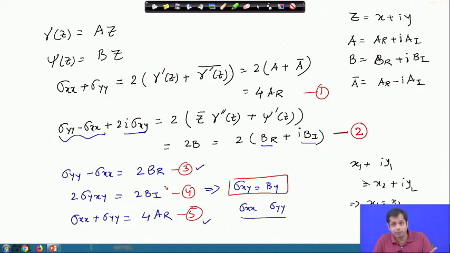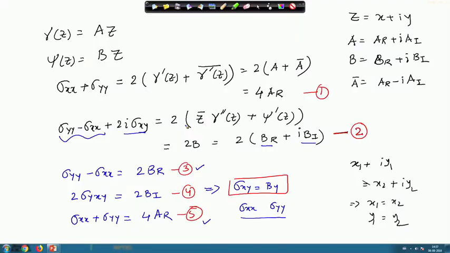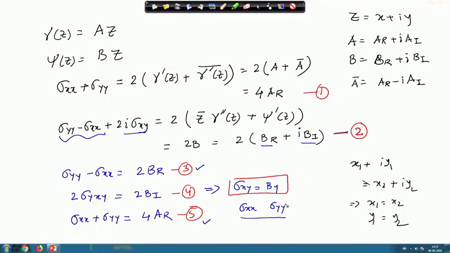Now, once you have expressed sigma xx, sigma yy and sigma xy in terms of these constants, in order to determine these constants, you need boundary conditions. There will be some stress boundary conditions given. Suppose, for instance, that the stress is constant everywhere in the domain. If the stress is constant, then sigma xx, sigma yy all are constant, and if you substitute that value here, you get these constants br, bi and ar.